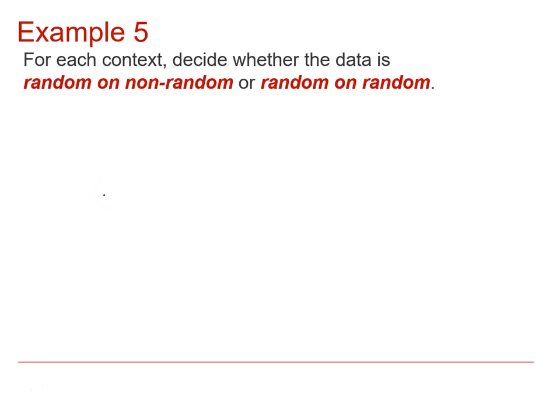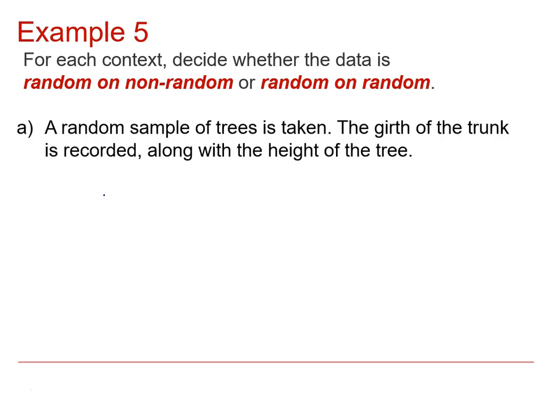So, for example 5, we need to decide whether the data is random on non-random or random on random. A random sample of trees is taken, the girth of the trunk is recorded along with the height of the tree. It is paired by the tree, so it is bivariate data. Well, neither variable is controlled by the experimenter, and there is no true height for a given girth or vice versa. So that is random on random.